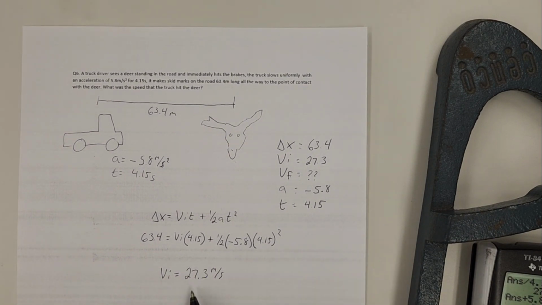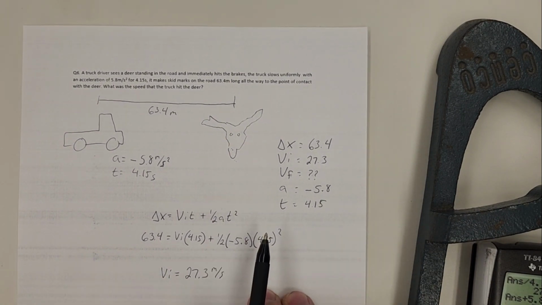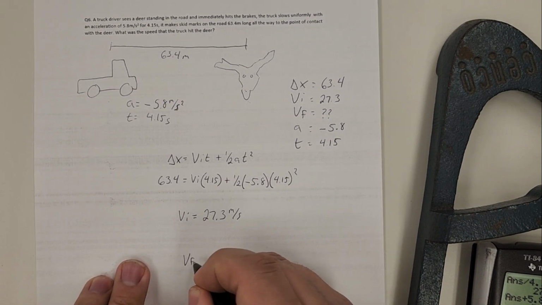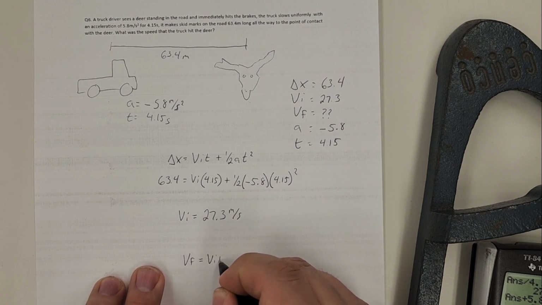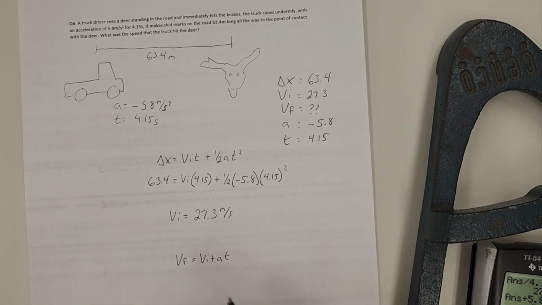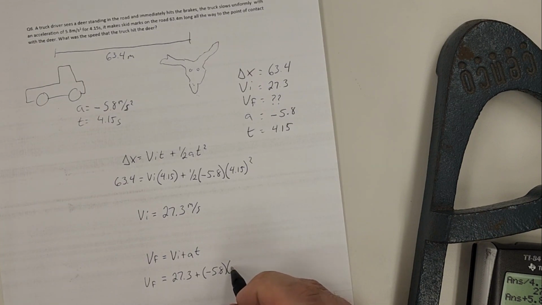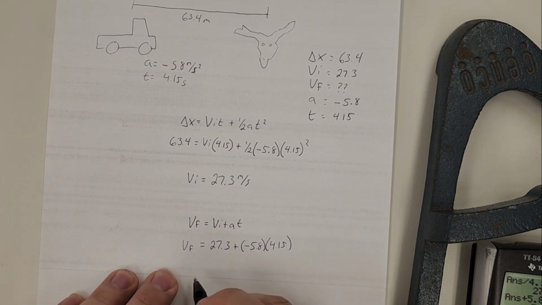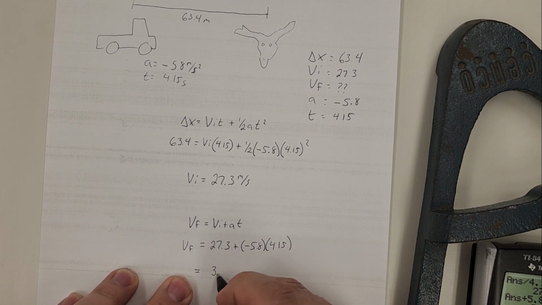Okay, so now we can grab a different equation, any of them that we like that have final velocity in it. So we go back to our paper and the easiest one is probably VF is equal to VI plus AT. Now we're looking for final velocity, which means we'll need that initial velocity, 27.3, plus our acceleration of negative 5.8 times our time of 4.15. Now if we do this out, simple calculation, we should get that our final velocity is equal to 3.24 meters per second.